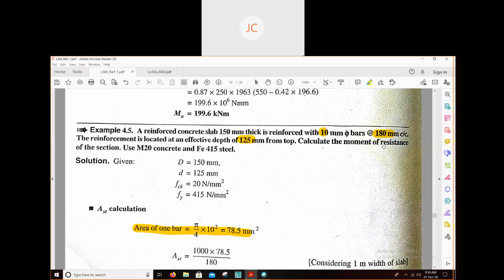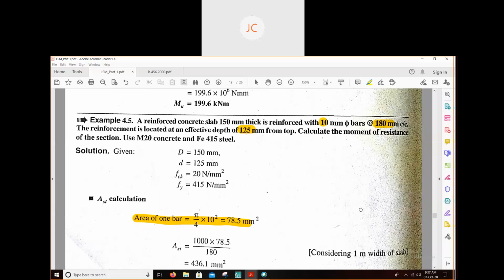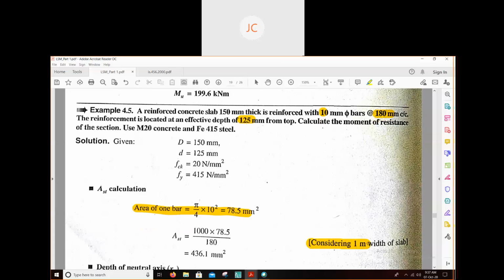Then spacing is given, so we will consider, as written here, 1 meter width of the slab. Because the total width of the slab is not given, we will find out for 1 meter width: how many bars there will be and what the total area of steel will be. 1 meter means 1000. So the total area of steel can be calculated by this formula, where 180 is the spacing, 1000 means we are considering 1 meter width of the slab, and this is the area of one bar.